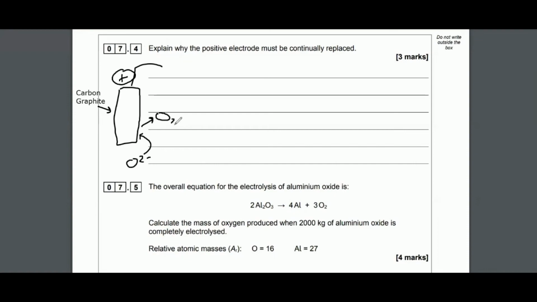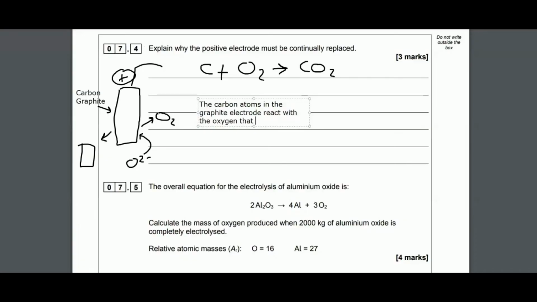And essentially, the problem here is oxygen gas is forming. Now, what do you think gets made when oxygen gas touches the carbon? Well, carbon plus oxygen gives carbon dioxide. So carbon dioxide is formed at the positive electrode because it's made of carbon. We have a reaction between the carbon and the oxygen gas that's produced. And carbon dioxide is going to remove carbon atoms from the electrode, and that means it's going to erode.